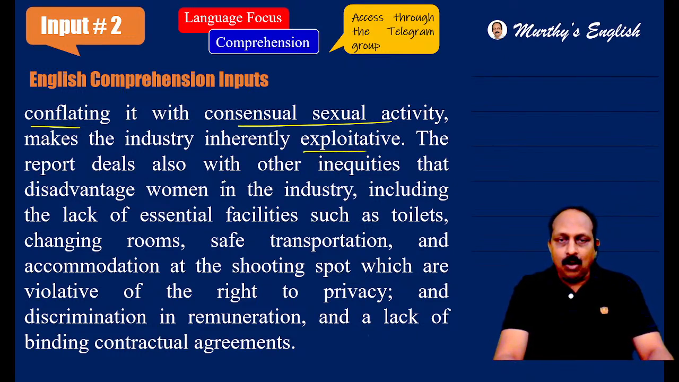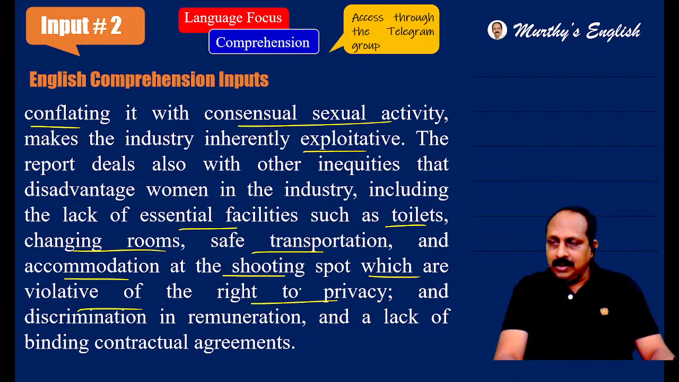The report deals also with other inequities and disadvantages women face in the industry, including the lack of essential facilities such as toilets, changing rooms, safe transportation, and accommodation at the shooting spot, which are violative of the right to privacy. All these come under the right to privacy.